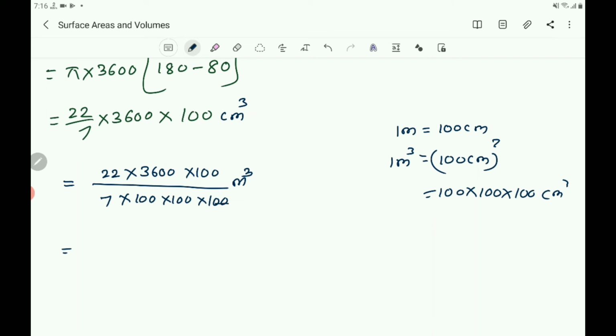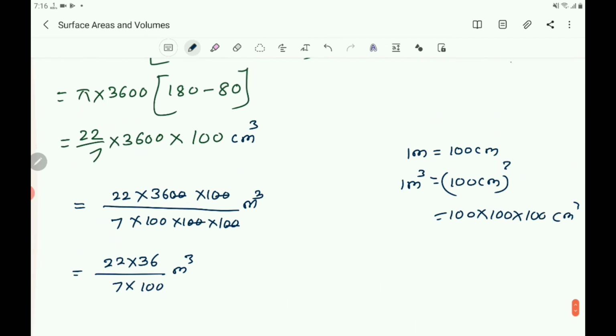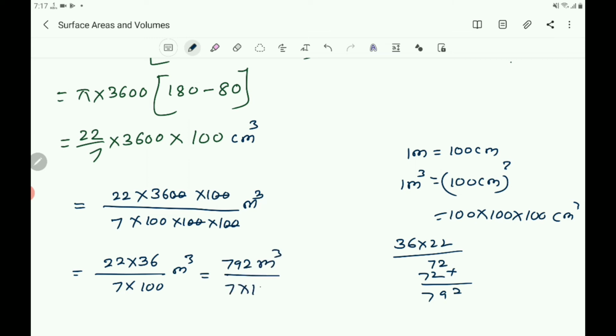Then cancel these 2 zeros, these 2 zeros. Then it becomes 22 into 36 by 7 into 100 m cube. Then you multiply these two. That equals 36 into 22. 36 2s are 72 plus 72. You will get 2, 9. That is 792. And that becomes 792 m cube by 7 into 100.